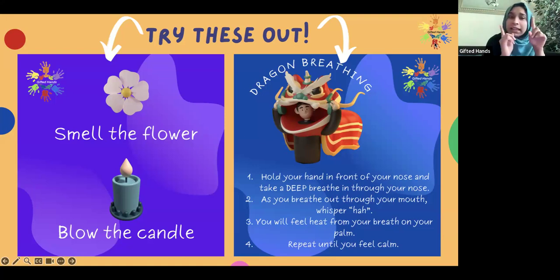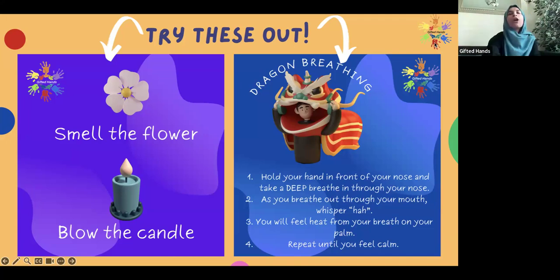That flower, that candle. So the child is going to say, smell the flower, blow the candle. So breathe in, breathe out. But the child will not say breathe in, breathe out. They will say, smell the candle, blow the candle. Sorry, smell the flower, blow the candle.